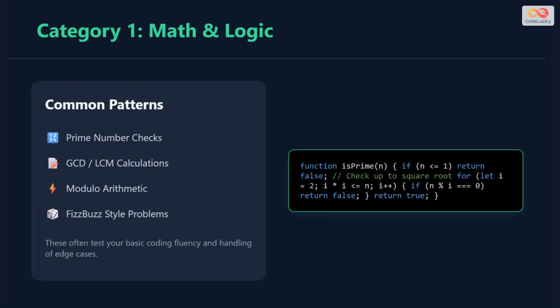One common subcategory is math and logic. These problems test your basic fluency with numbers. You might be asked to check if a number is prime, calculate the greatest common divisor, or solve FizzBuzz-style problems using the modulo operator. These are excellent for checking if you can handle edge cases and write clean, bug-free loops.